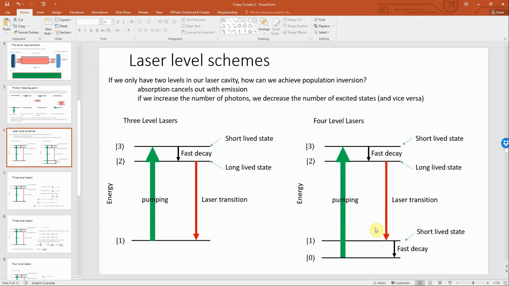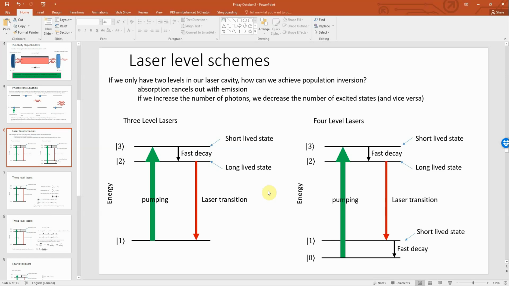There's a subtle difference between these two systems. You would think, okay, what's the difference? If this is just a fast decay here, how is this really going to change it? Well, we'll go through the math and we'll show that the pumping requirements, or the power requirements, for the 4-level system are less than it is for the 3-level system, which is why we're interested in them.